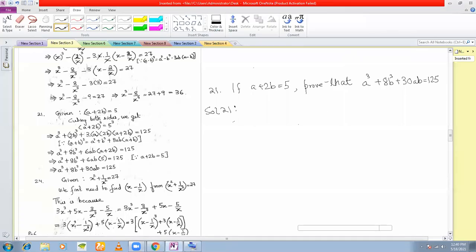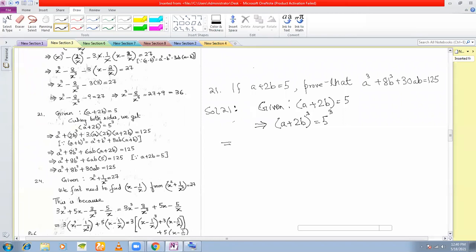This problem, if you see, the powers of A and B are 1, and you want to find the third powers of A and B, that is power 3 of A and B. That means obviously you will have to cube both sides, right? And then find. So we'll start with A plus 2B is equal to 5. You cube both sides. A plus 2B whole cube must be equal to 5 cube.